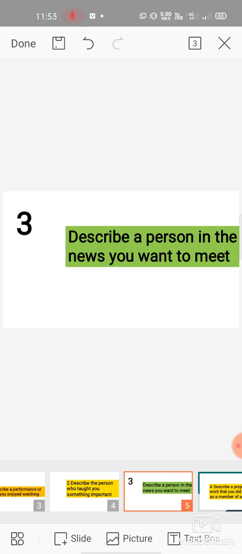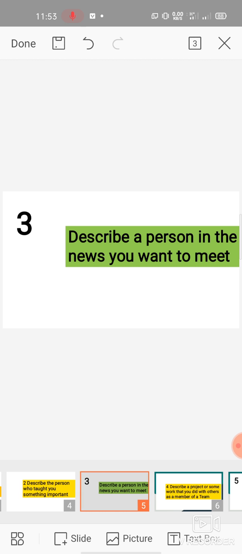Next one is, describe a person in the news you want to meet. You have to describe a person that you want to meet, whose news you watched, and that's why you want to meet him, and the name of the person, and which channel or which newspaper the person belongs to, you can describe.